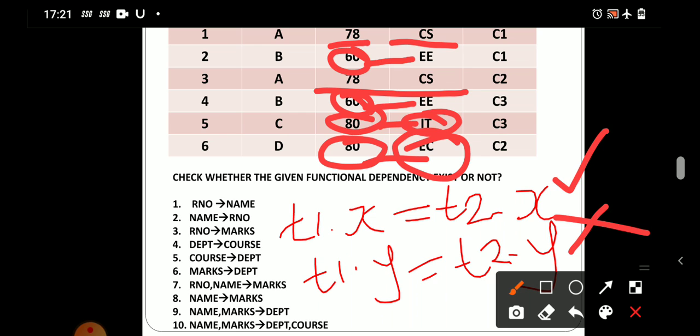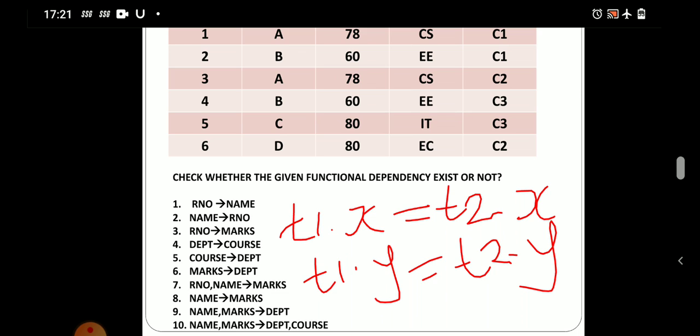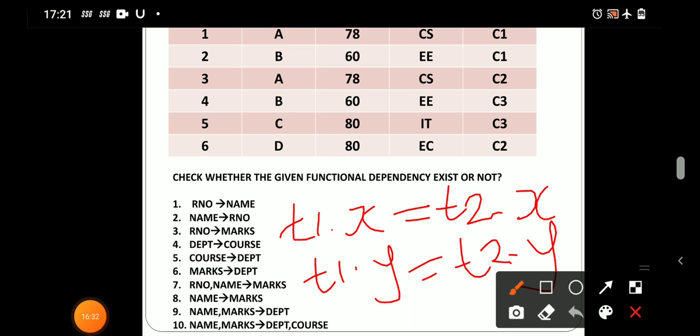Right? Now check the seventh one. Now we have to take two attributes, roll number as well as name. Consider two attributes. First of all, you have to understand the concept of two attributes. If we have two attributes, then how do we check? See, here the roll number 1 and name A is a unique identity. Like we can say 1A is the value.